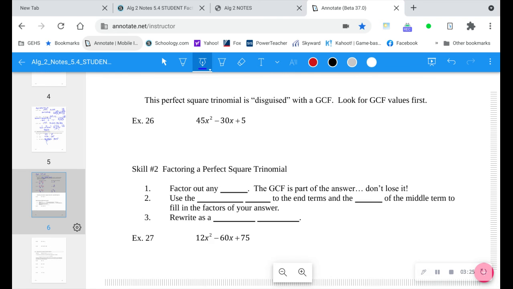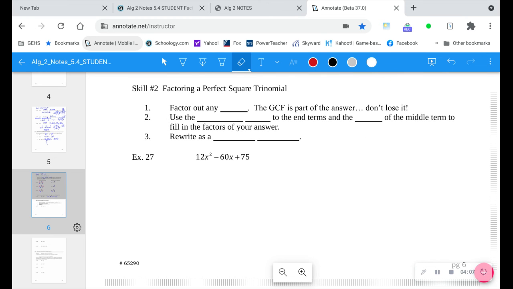Okay, so now I'm going to explain that a GCF can sometimes disguise them. In example 26, if I pull the 5, that's your greatest common factor, out of this, you get 9x squared minus 6x plus 1. You could distribute there to check my work. Now you've got a positive perfect square on each end. The square root here is 3x, and the back one is 1 times 1. Multiplying those gives 3x, doubled is 6x. So this is good, and now I just have to show you how to actually factor these.